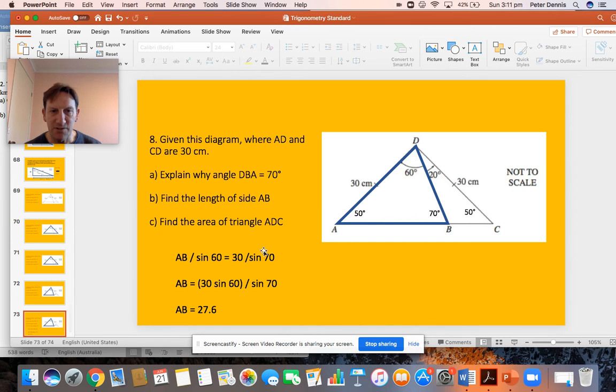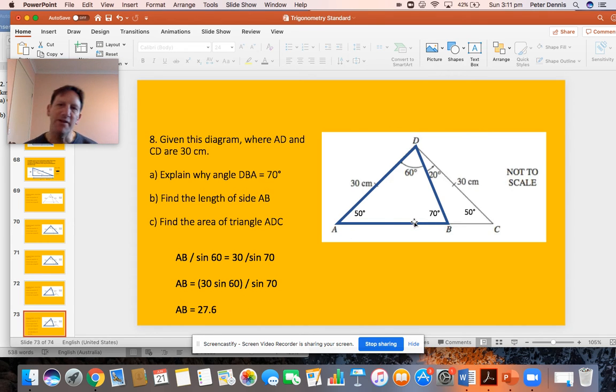We've got lots of angles there, so we are going to use the sine rule. Okay, so what have we got? AB over sine 60 equals 30 over sine 70. We want AB by itself, so we're going to move this sine 60. We're dividing by sine 60 on this side, so when we take it across, we times. So what we get is 30 times sine 60 divided by sine 70. That gives us 27.6. So now we know that AB is 27.6.